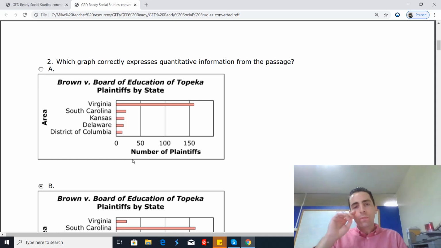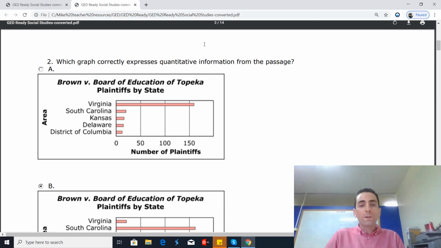Okay, the word that might throw you off there is quantitative information. Quantitative relates to the amount of something, like a number. Quantitative data is like the amount in total, okay? Not to be confused with qualitative data, which is about the quality. For example, if you look at factors affecting standard of living, factors that affect your standard of living.